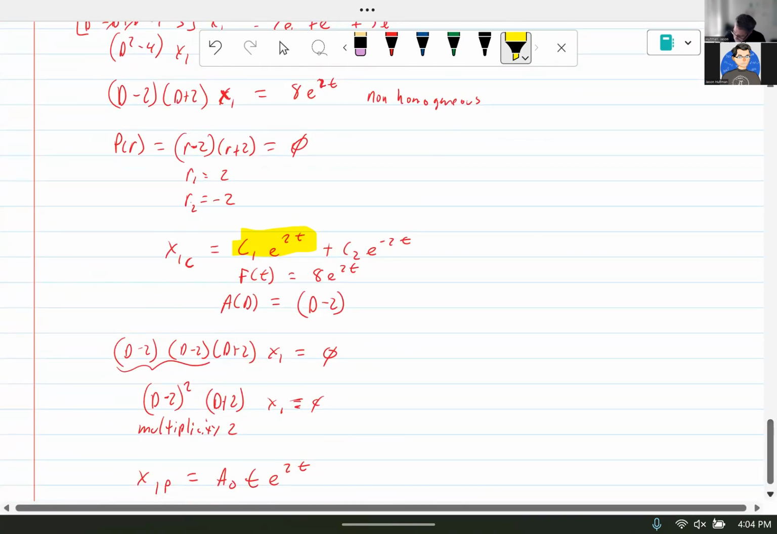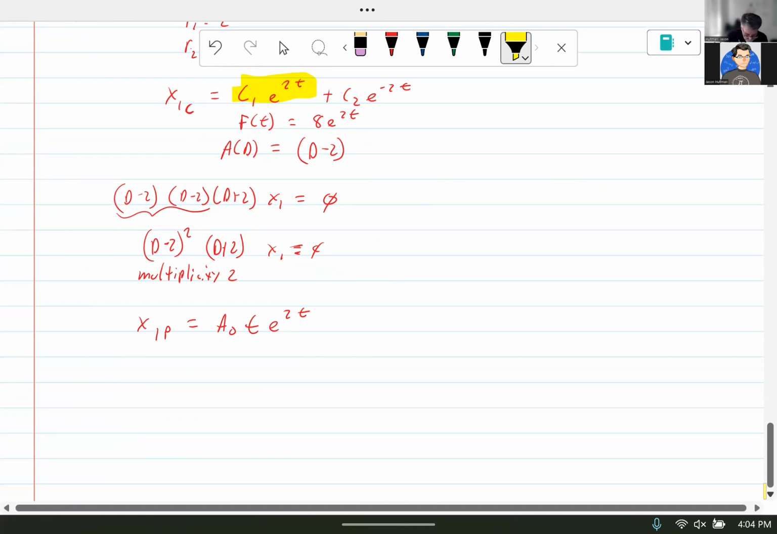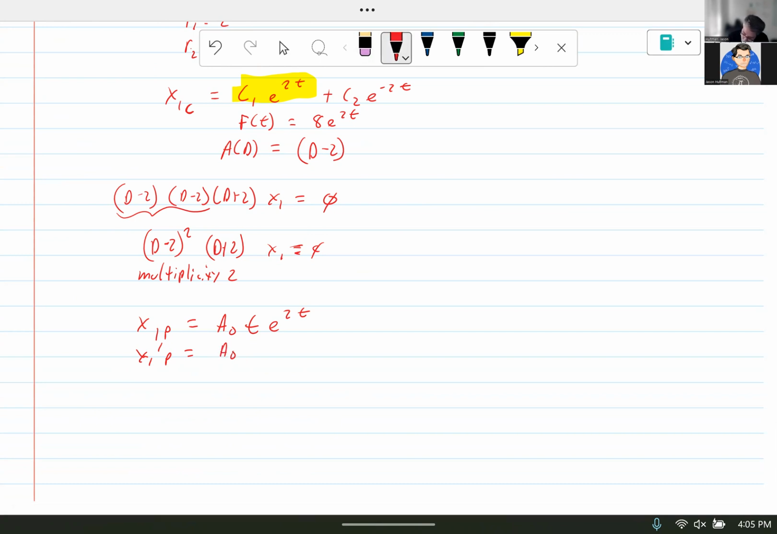So what's our particular solution here going to be? Well, x1 prime of p is going to be equal to, I'm kind of doing it backwards, a naught e to the 2t plus 2 a naught t e to the 2t.